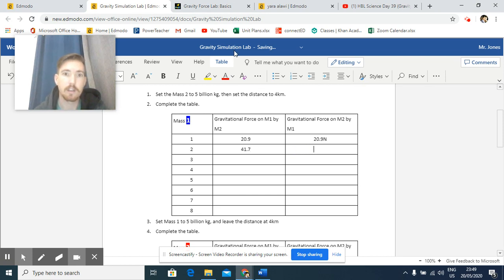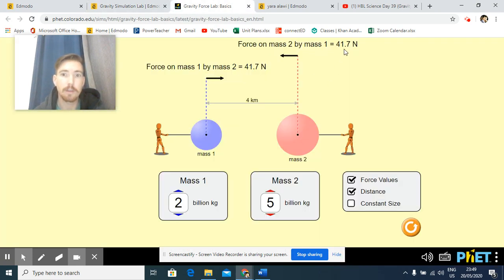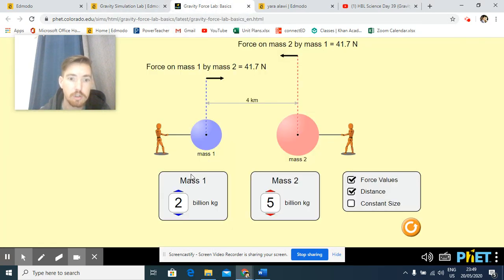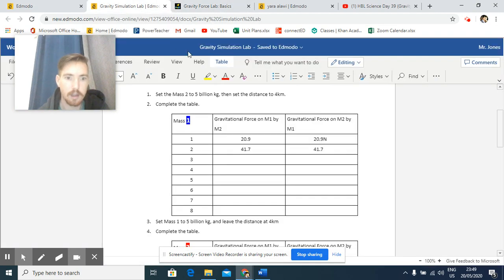41.7. And then over here we look, oh my gosh, it's 41.7 newtons again. This is incredible. All right. Hopefully you guys can know the next step, right? You would go to change mass 1 to 3. And there's the force, okay? We get that, you record that, on and on we go.